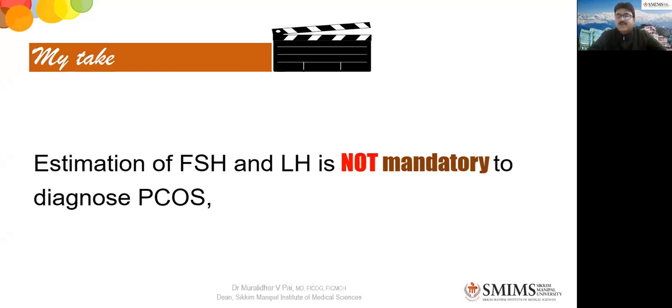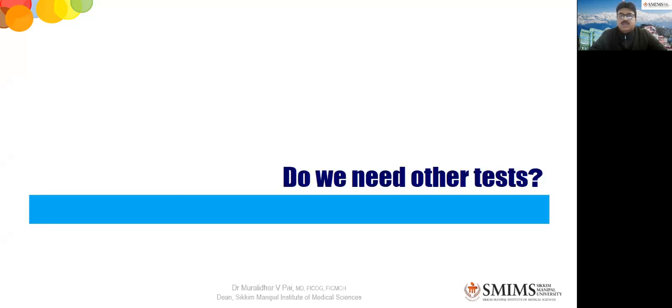Yesterday, I was very clear, to diagnose PCOS, you need to estimate the testosterone or maybe DHEAS, or you must have clinical evidence of hirsutism and then maybe other evidence of hyperandrogenism. Testosterone is definitely required to diagnose PCOS. Do we need other tests other than FSH, LH, and maybe testosterone or DHEAS? Do we need other tests?